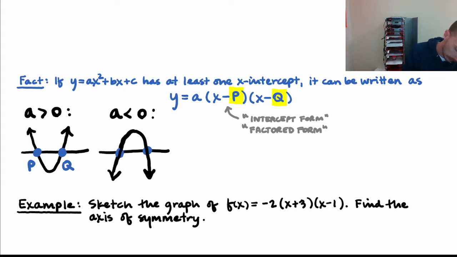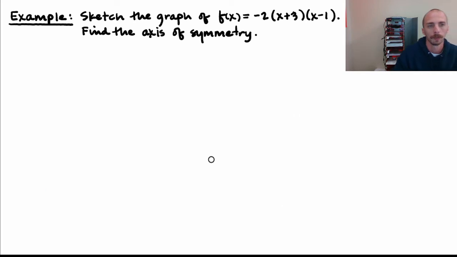Something else I could say about this is that intercept form, factored form, makes it pretty easy to find the equation of the axis of symmetry, which is something I'm about to ask you to do on that example, because the axis is going to be halfway in between the zeros due to the symmetry of the parabolas. So if we're given an equation in factored form or intercept form, we can sketch the graph pretty easily just by being mindful of the direction it opens and labeling the x-intercepts, and it would also make it pretty easy to find the axis of symmetry.